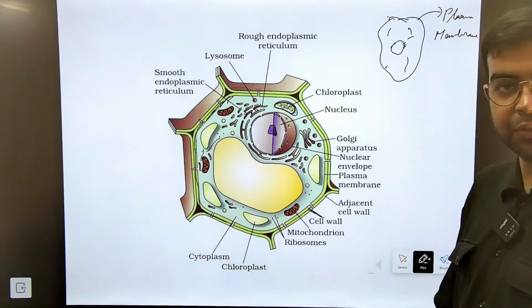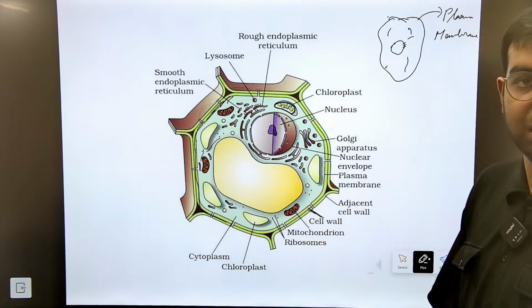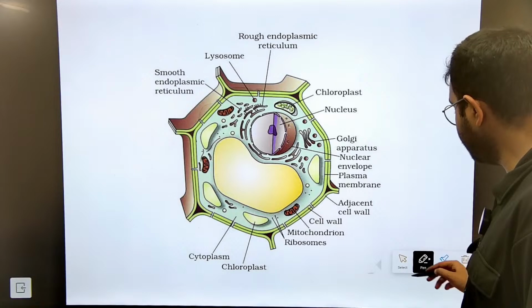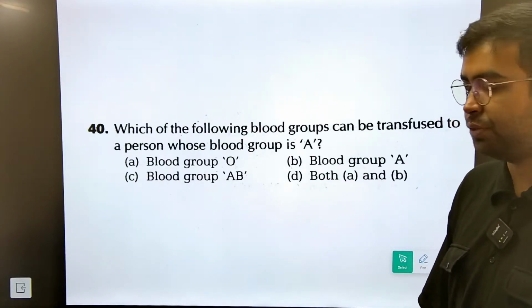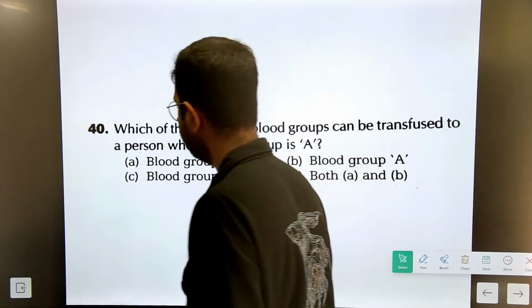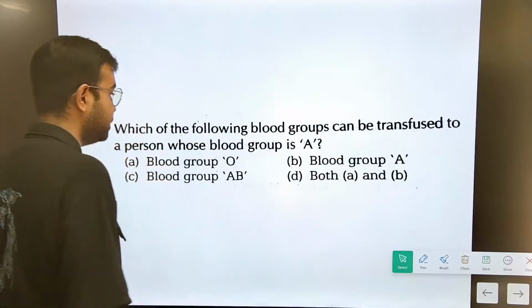और जैसे सेल वॉल सिर्फ प्लांट सेल में होता है, एनिमल सेल में सेल वॉल नहीं होता. और व्हाट इज अ सेल? A cell is the basic unit of our life. Now, look at the next question.